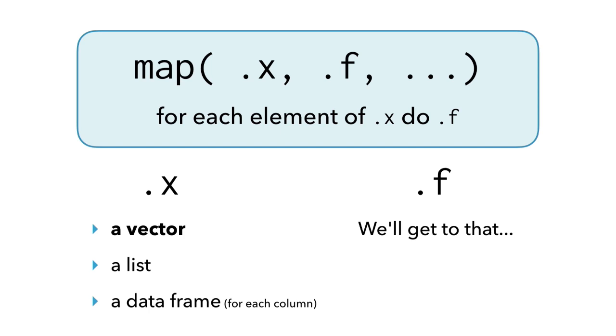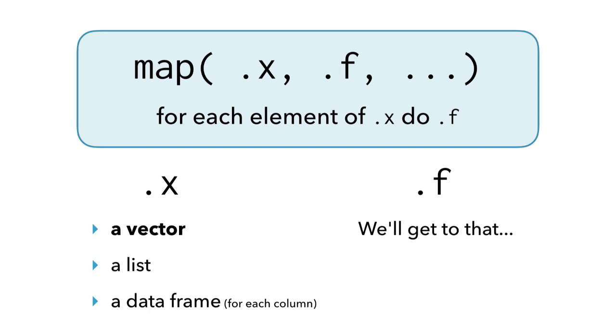But in R, a list is a sort of special type of vector. So you can pass in a list as .x, and it will be doing something for every element of that list. And similarly, a data frame in R is a special kind of list, so you could also pass in a data frame. It gets a little bit tricky there because when a data frame is thought of as a list, it's each column that's an element. So if you pass in a data frame, you're going to be doing something to each column.